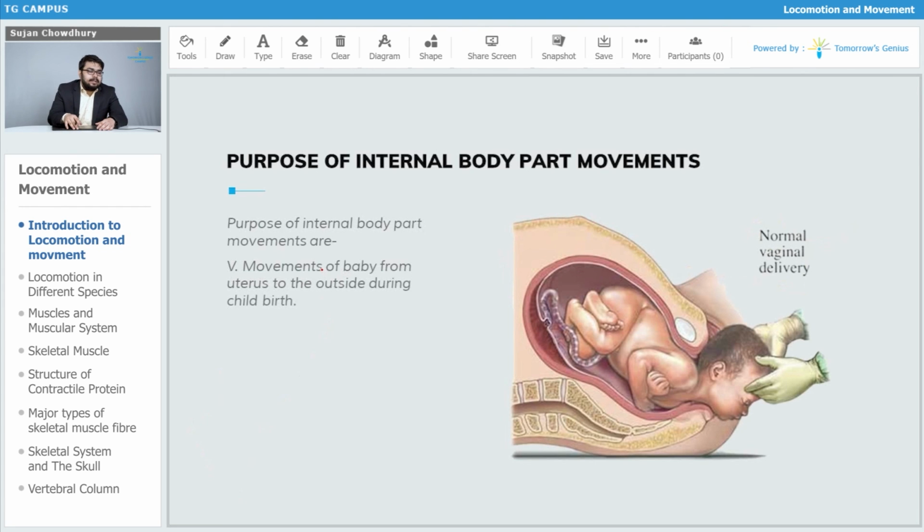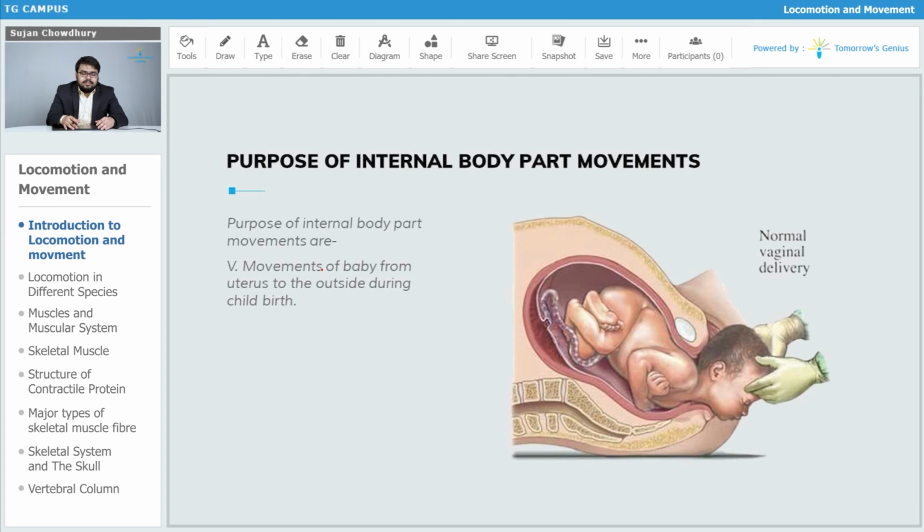Movement of baby from uterus to the outside during childbirth. The baby grows inside the womb of the mother for around 280 days. After growing completely, the baby comes down the birth canal, and this happens by serious contraction of the uterus, which causes childbirth.